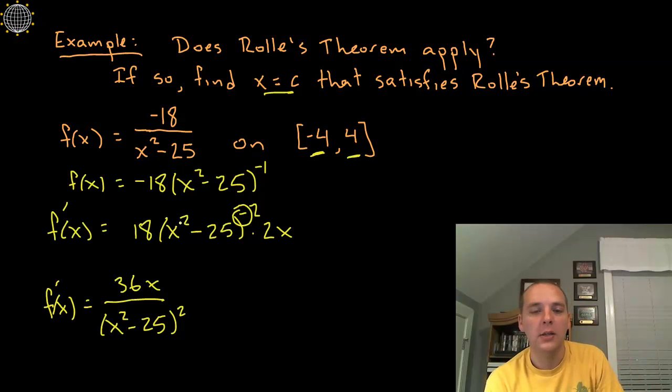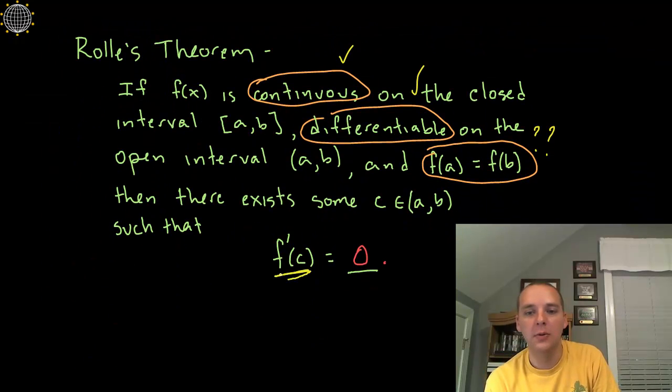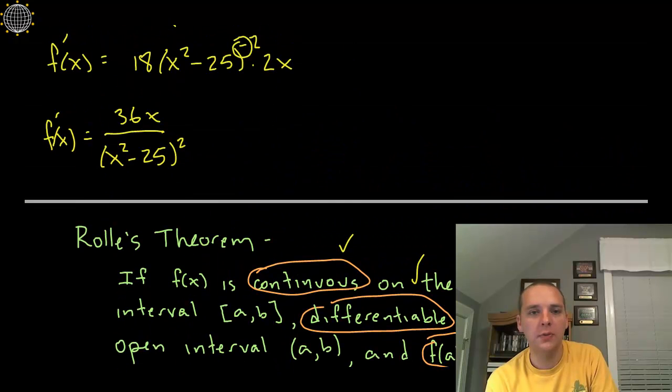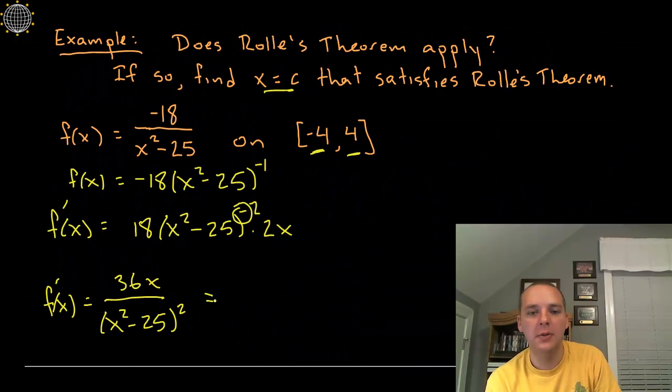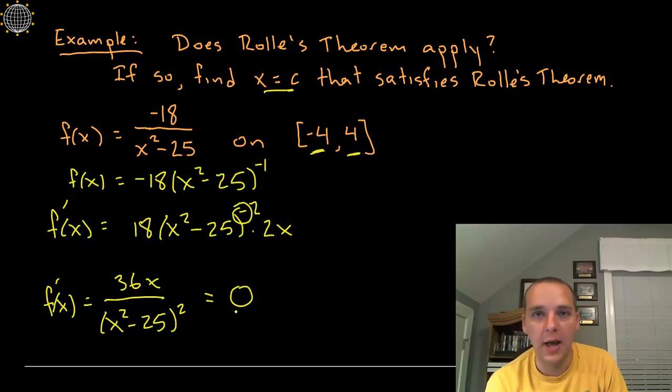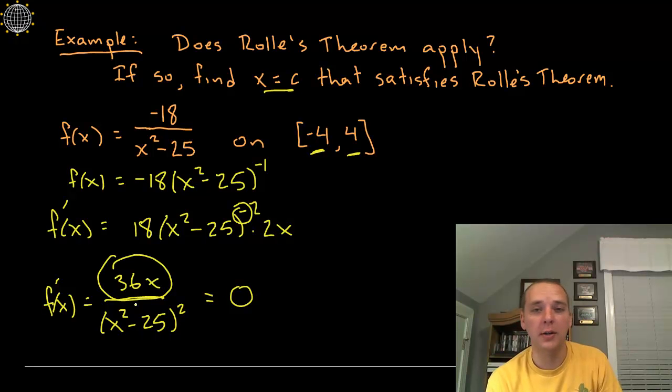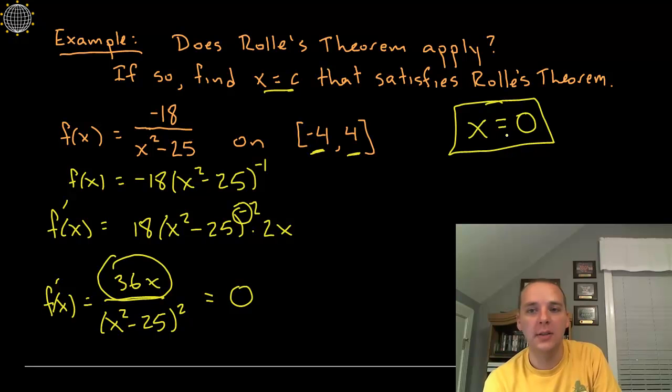Okay, so Rolle's theorem guaranteed me, it promised me a place where the derivative would be 0. So if you take this derivative and we set it equal to 0, just basic algebra, we all know that a fraction cannot be 0 unless the numerator is 0. The denominator really doesn't have any bearing on a fraction being 0. But if 36x equals 0, that's going to happen when x equals 0 right here. So this would be the value that satisfies Rolle's theorem, and sure enough, notice it is in the interval minus 4 to 4.